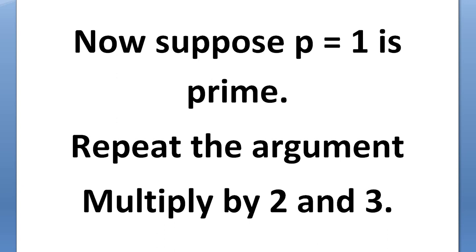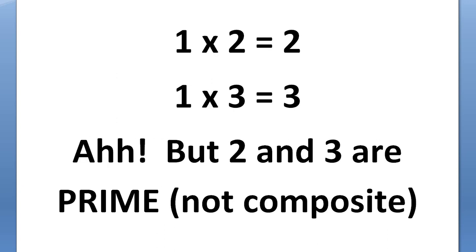Now suppose p equals 1 is prime. Repeat the argument that we did with 7, multiply by 2 and 3. So 1 times 2 equals 2, 1 times 3 equals 3. But 2 and 3 are prime. They're not composite. With 7, when we multiplied by 2 and 3, we got composite numbers. But with 1, we get prime numbers.